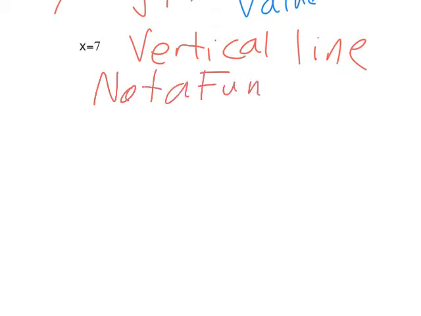So if you see a vertical line, which is always written x equals constant, then that's going to not be a function, okay? That will not be a function at all.